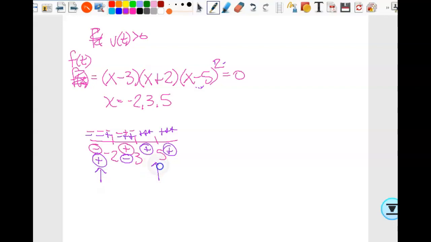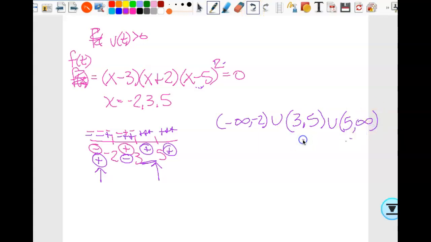Okay. So now, if I wanted to say when is it greater than 0, I'm looking for when it's positive. So my answer would be from -infinity to -2, and then here from 3 to 5, and then here from 5 to infinity. Oops. Do you understand why I had to write these as two separate ones?